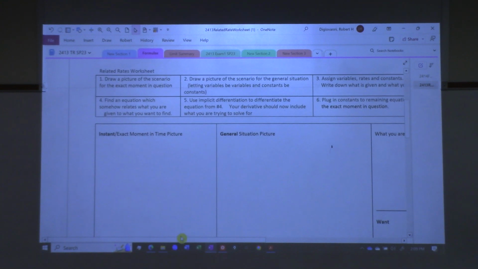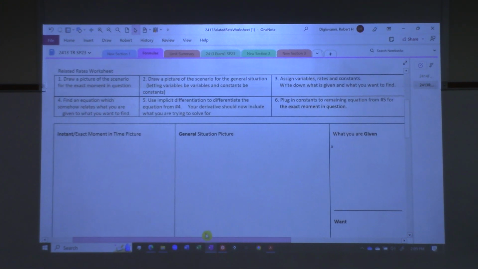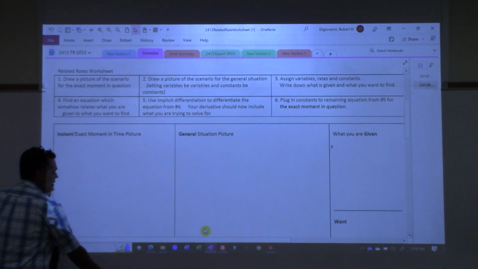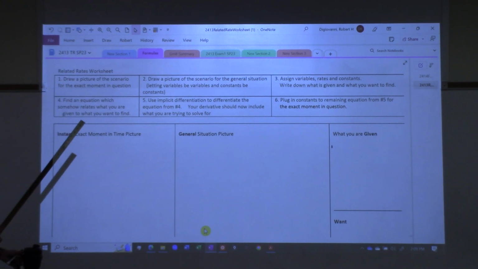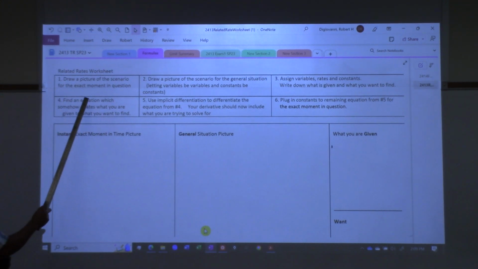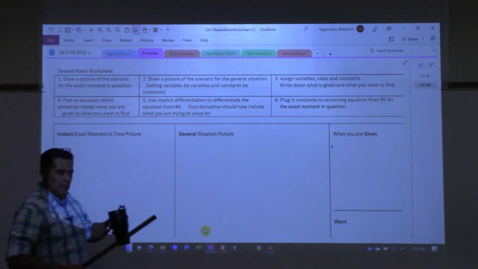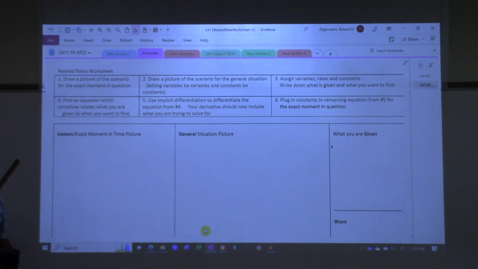So the first part of this worksheet on the top gives you a recap of what you're supposed to do, all right? First thing we're going to do is read the problem and try to understand what it's saying. We're going to draw some pictures, and in most of these problems we're going to have two pictures. Because in all these problems there are going to be things in motion, and we're going to be trying to figure out how one variable is related to the other.